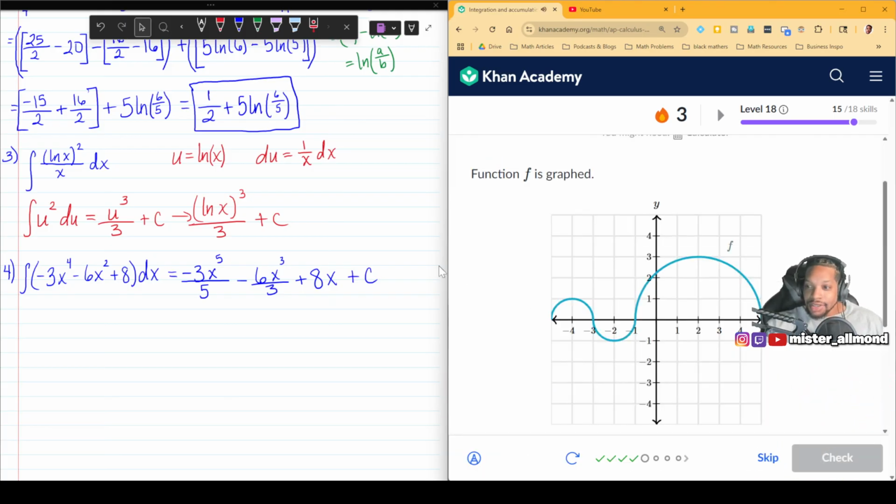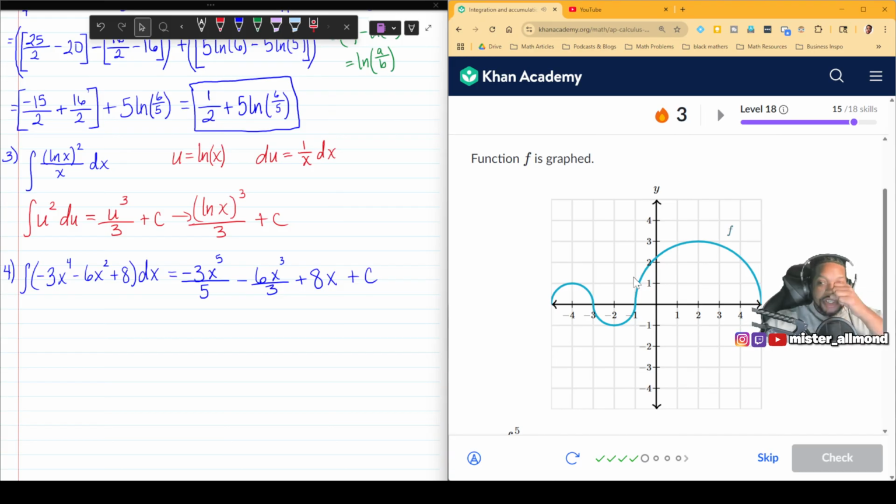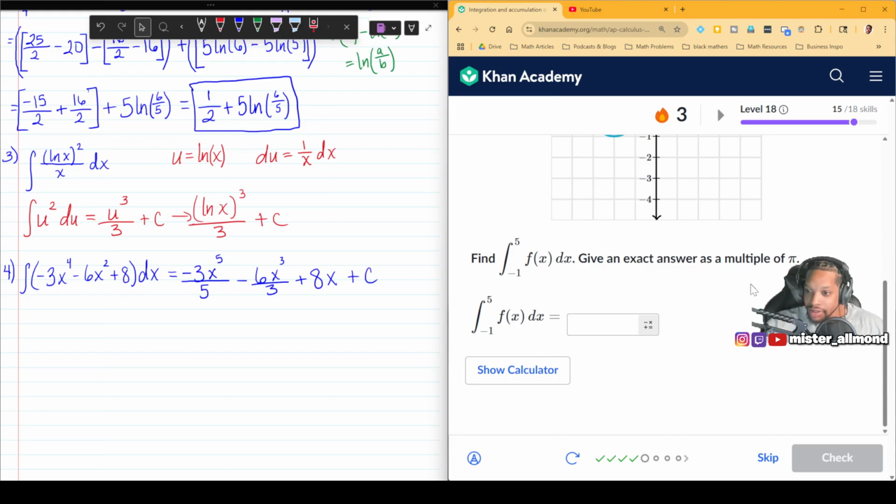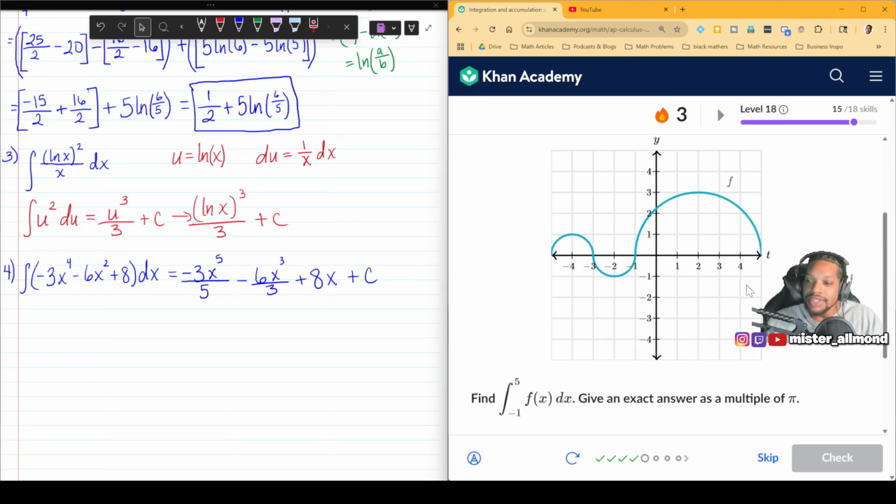Okay. All right, we got a graph now. Let's see. Function f is graphed. Oh, gosh. I already know where they're going with this. They're going to have us calculate the area of something. Okay, yep. Find the integral from -1 to 5 of f of x. Give an exact answer as a multiple of pi. This is easy. As long as we know integrals represent areas under curves, we are good. Area of the right semicircle. Yes, from -1 all the way to 5 is literally just the area of a semicircle. This problem could not be any easier.